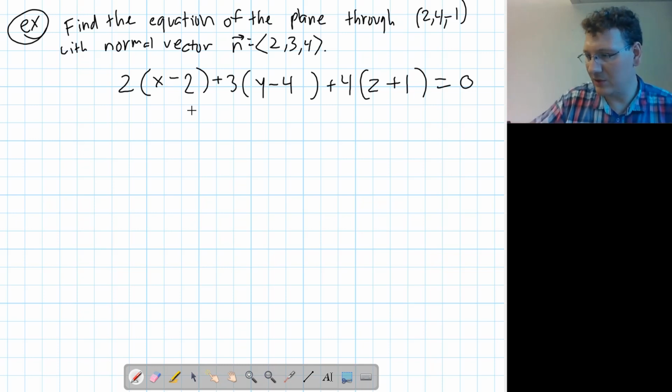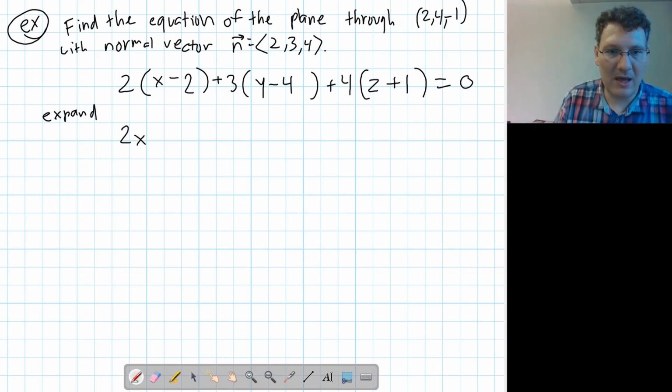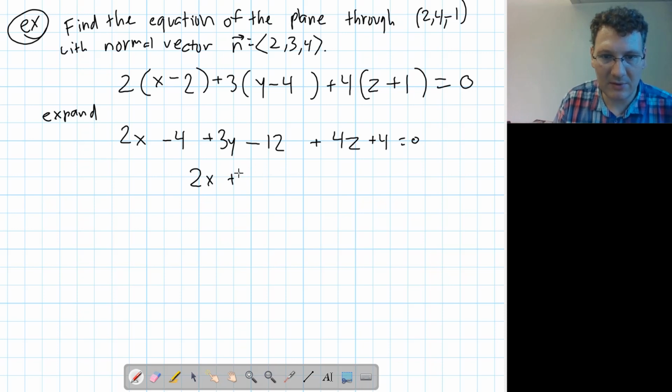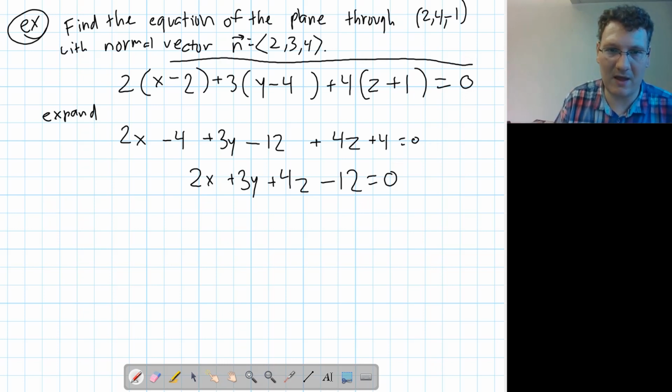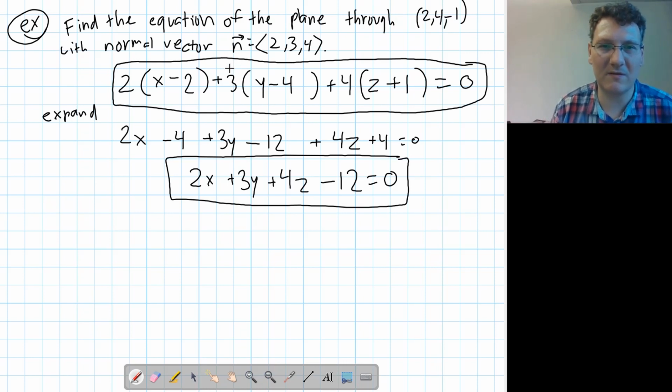And if we wanted to, of course, we can expand. We'd have 2x minus 4 plus 3y minus 12 plus 4z plus 4 equals 0. So we can collect the terms 2x plus 3y plus 4z. And then we have the minus 4 and the minus 12 and the plus 4, which altogether will have minus 12 equals 0. So either of these two are totally fine. These are two equivalent forms of the equation of this plane.